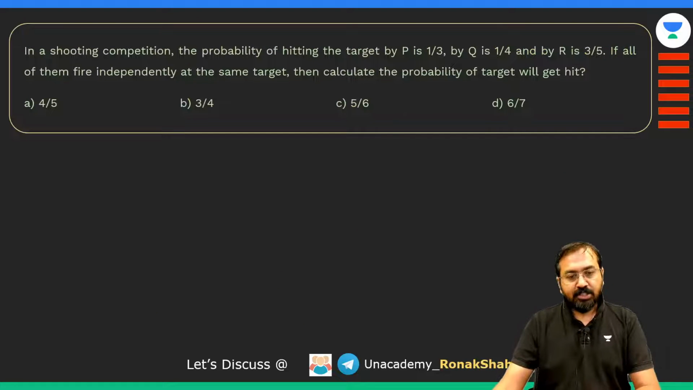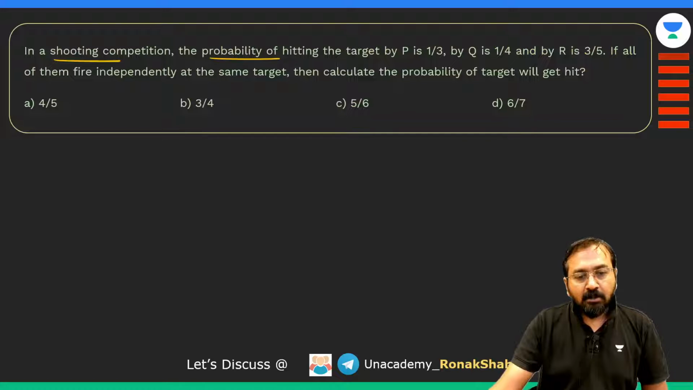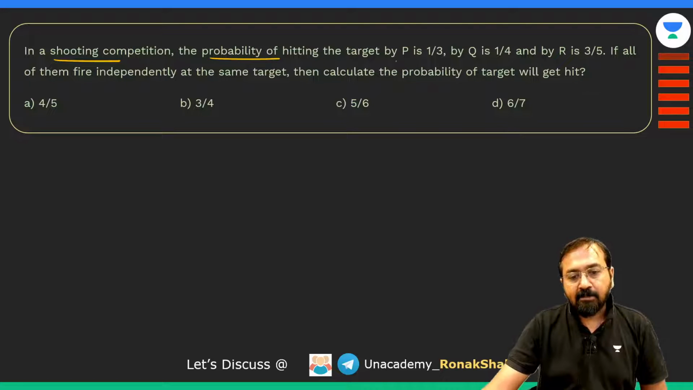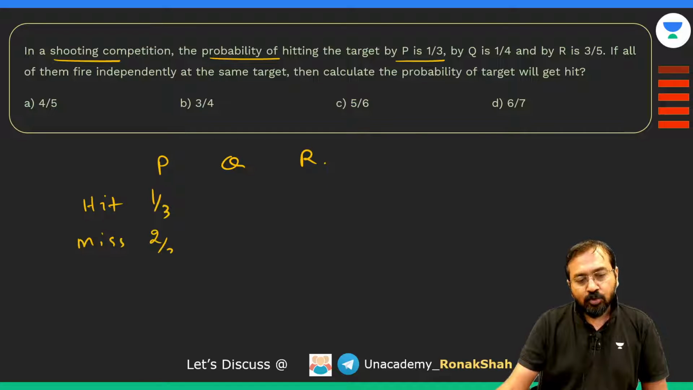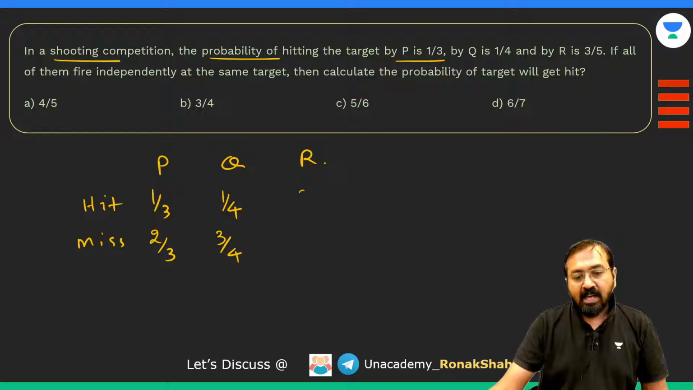Let's try for this question. In a shooting competition, the probability of hitting the target by P is 1 by 3. So P, Q, R. P hitting the target, the probability is 1 by 3. So missing the target is 2 by 3. Similarly, Q hitting the target is 1 by 4. So missing the target is 3 by 4. R hitting the target 3 by 5. So missing is 2 by 5.